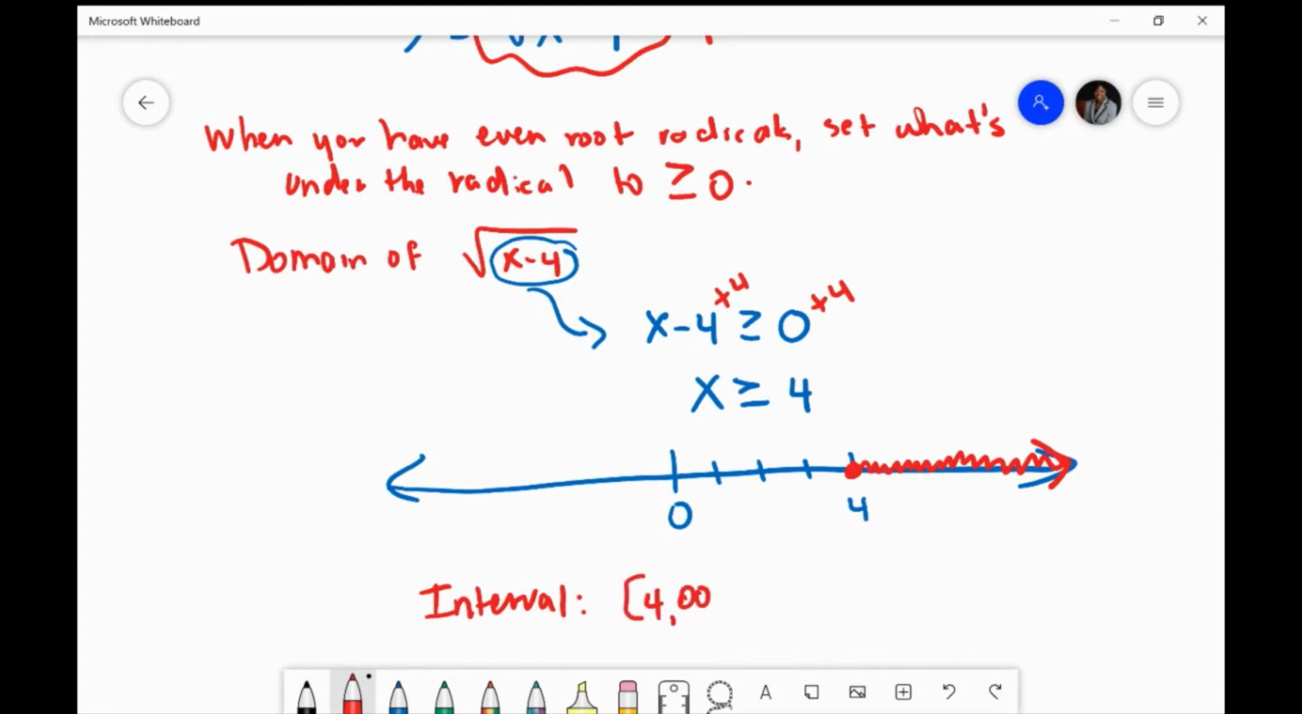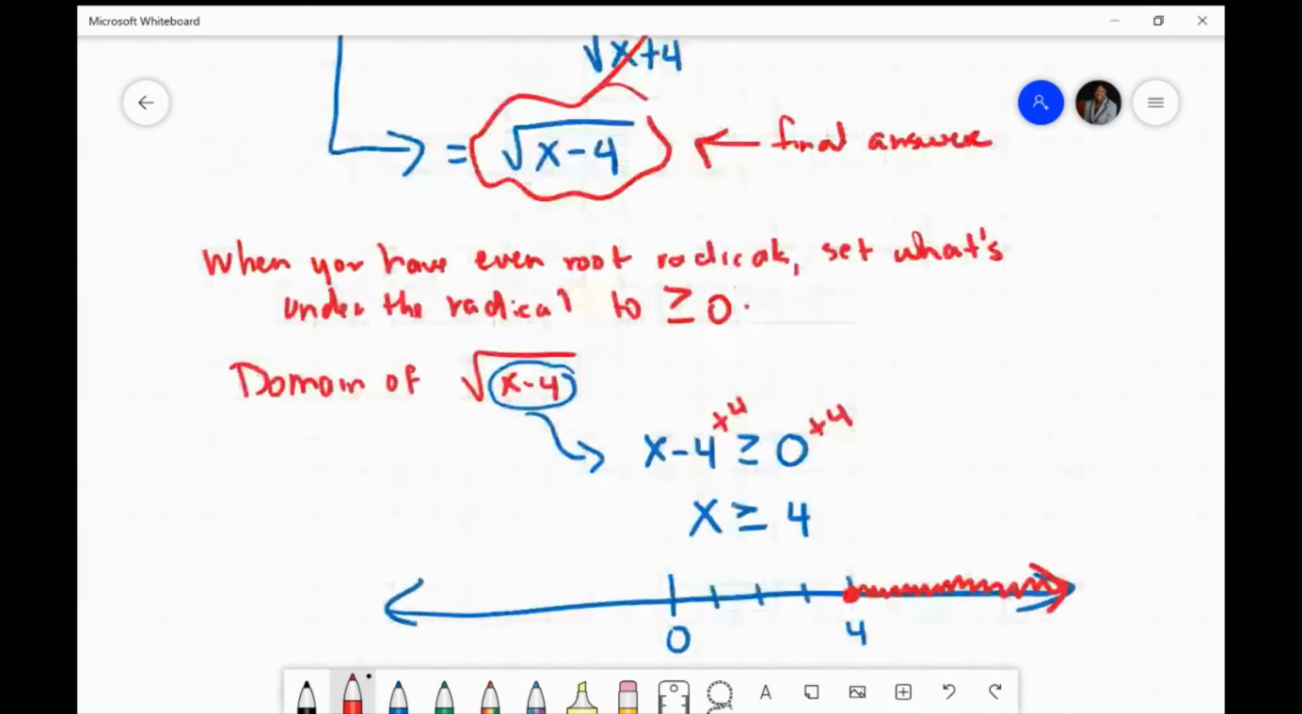It's perfectly fine to have a 4 under the radical because the square root of 0 is 0. We just don't want, if that radical was in the denominator though, we don't want it to equal 0, and it would have been a parenthesis if the radical ended up being in the denominator. But since it's not in the denominator, it's like over 1. It's in the numerator right now. We're good. It can equal 0 under the radical.